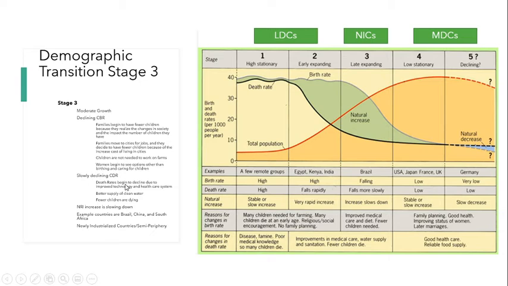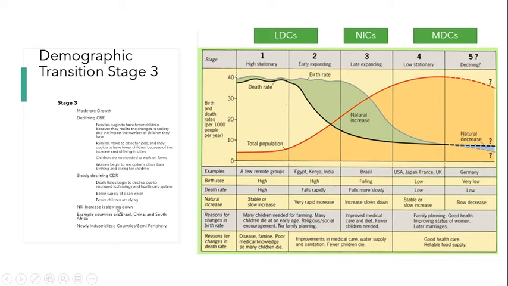So death rates begin to decline due to improved technology and healthcare system. So again, we start to see an improvement in medical attention. We see an improvement in sanitation. We have a better supply of clean water, even better than stage 2. So again, less children are dying. So the rate of natural increase is slowing down.